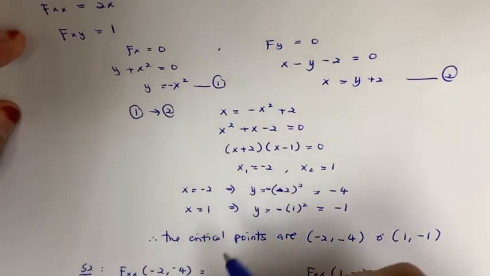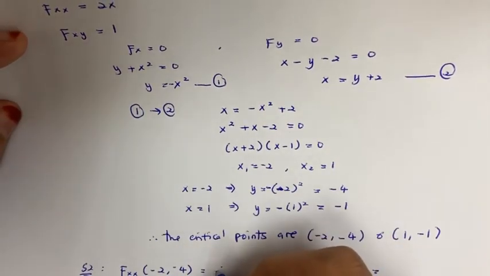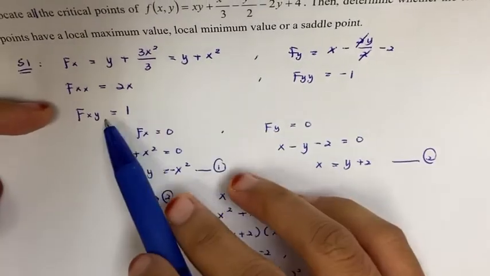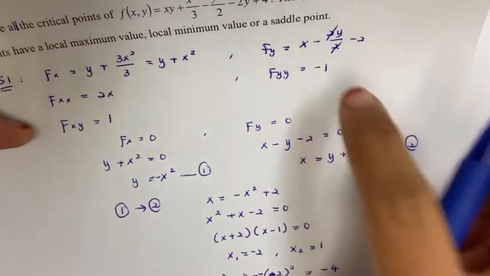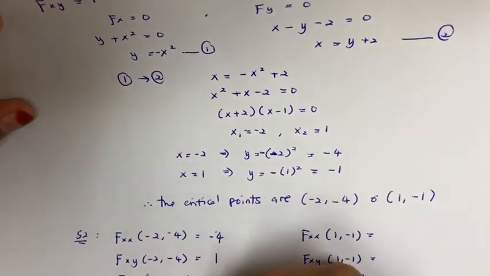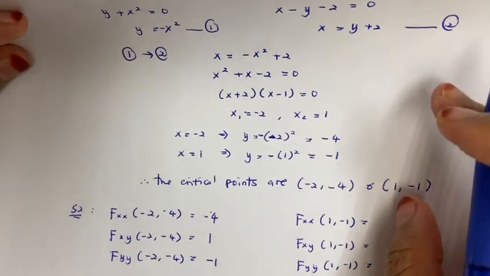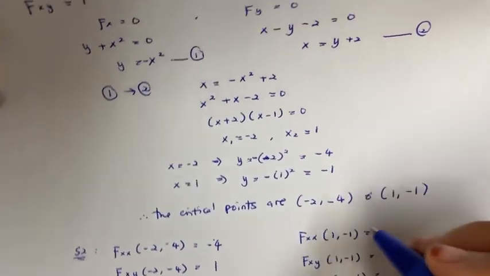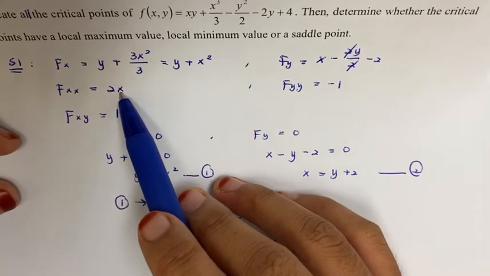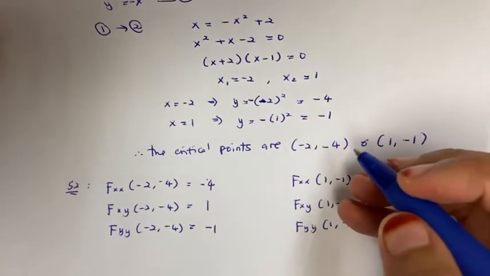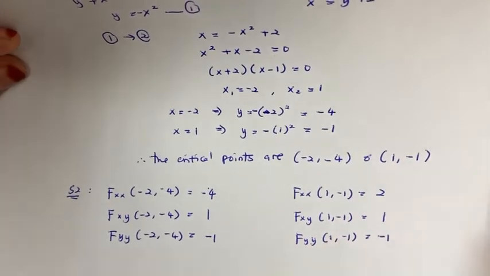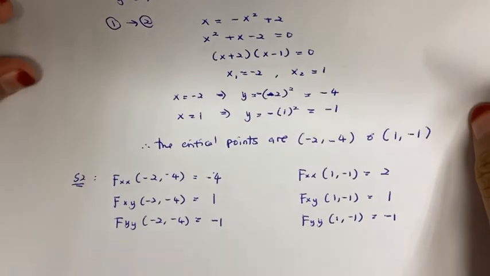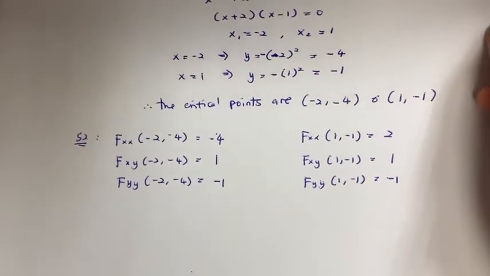So fxx is 2x. Substitute the value of negative 2, negative 4, so you have negative 4 here. fxy is equal to 1, so it is always 1. fyy is equal to negative 1, so it is always negative 1 because we don't have any variable here. So for fxx at 1, negative 1, substitute 1 into x, so we have 2. We have here 1 and negative 1. So we are done with the second step.